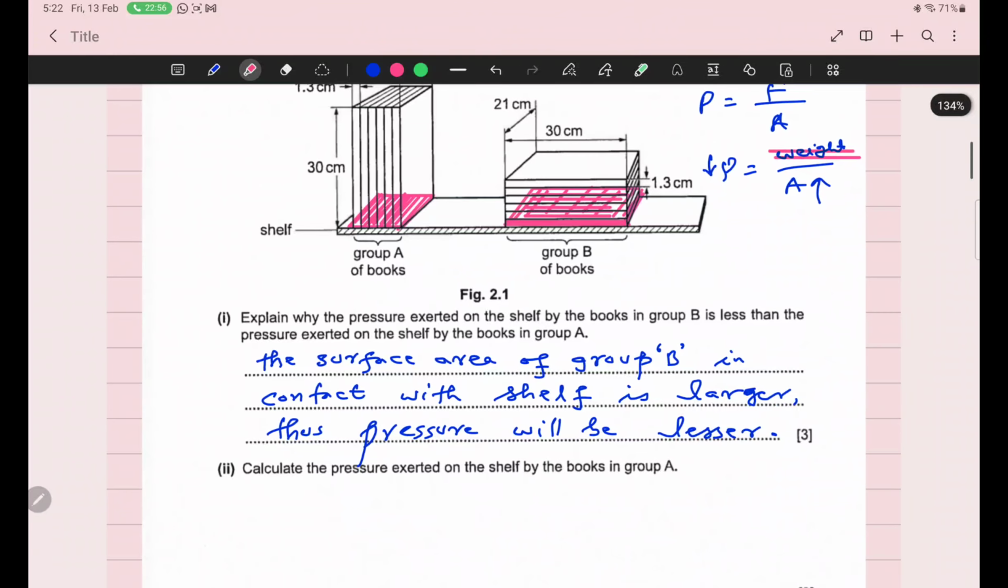So I think the question is very simple. And now we have to calculate pressure.